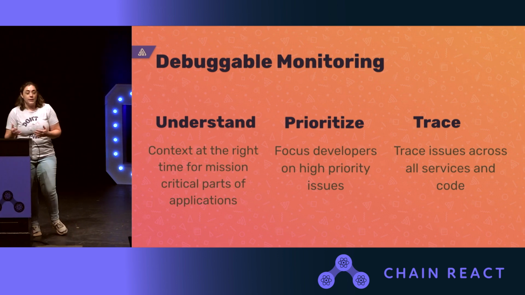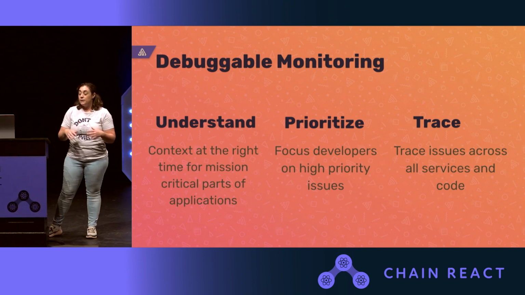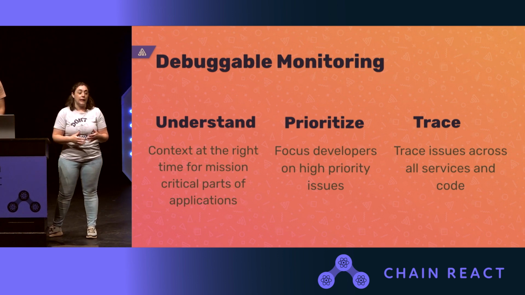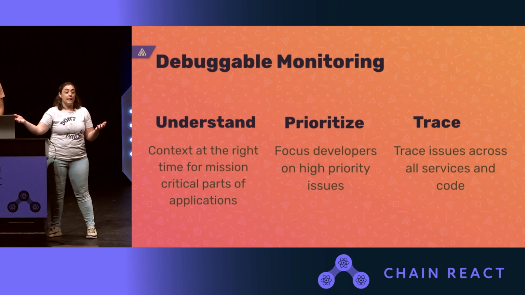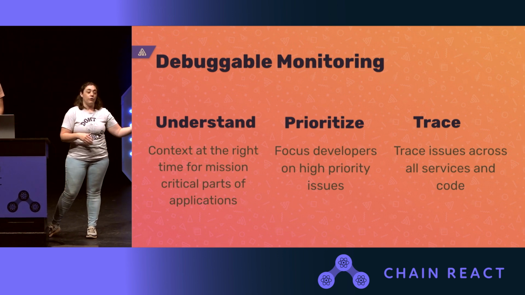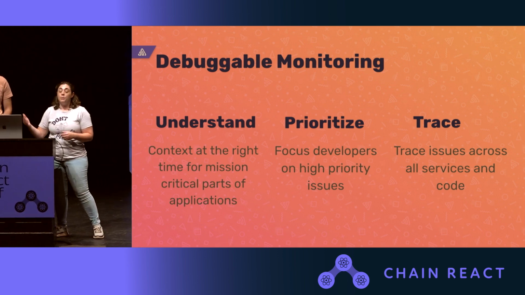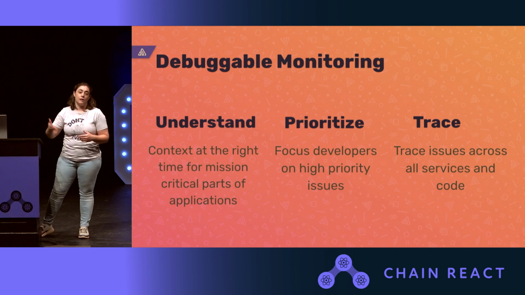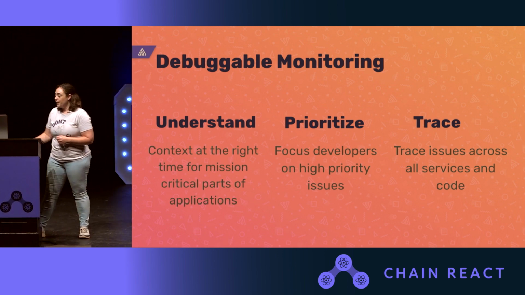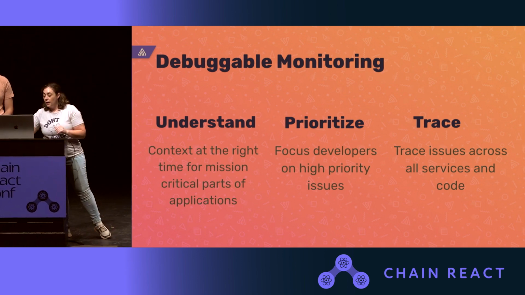So the things that we focus on are understanding, so having enough context right from the beginning: what is the problem, who is it affecting, is this something that you should prioritize, or is this something that can wait for the next release? And then being able to trace the issues all the way back down to the code, the database call, the service that you're using, et cetera. So it's just a high-level overview.